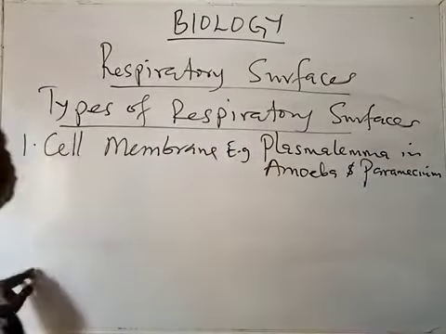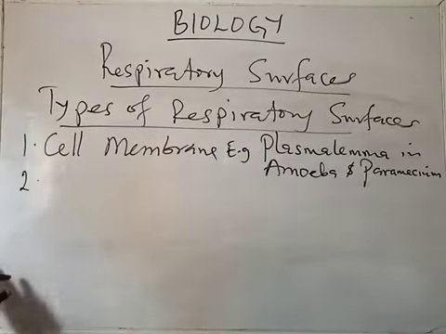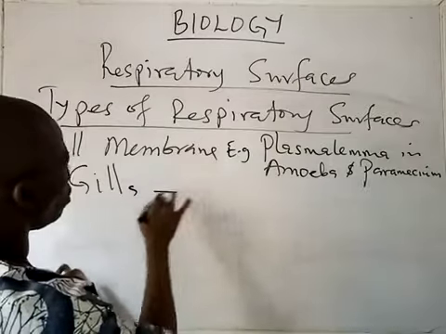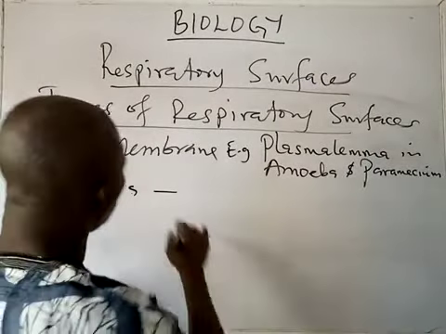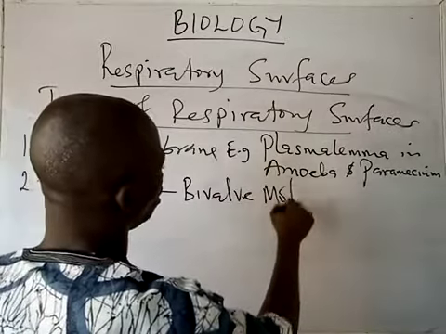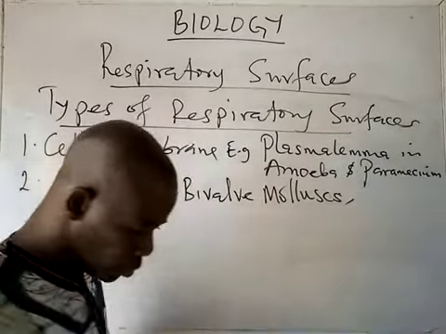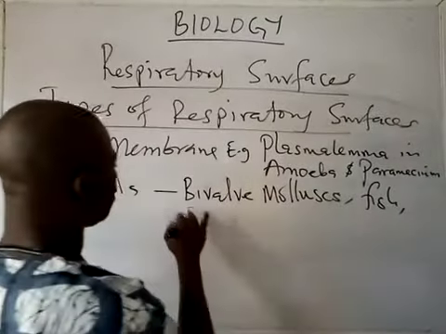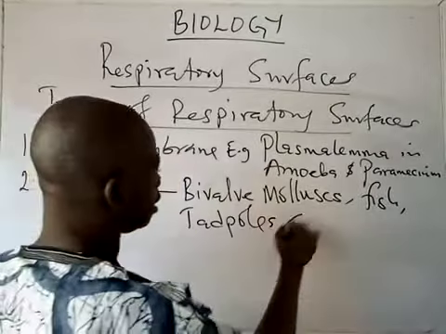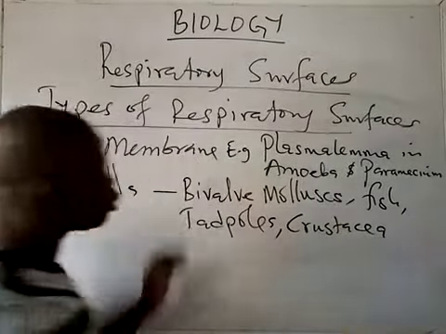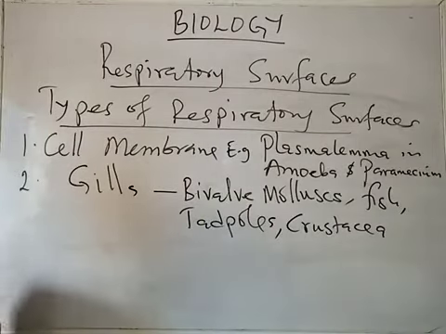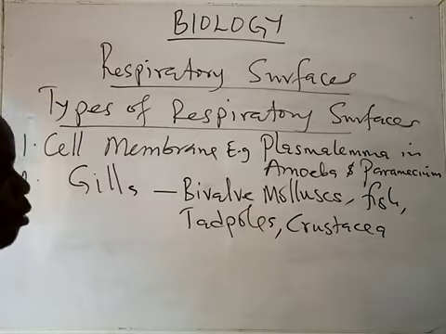The second type of respiratory surface is the gills. The gills are used for gaseous exchange in bivalve mollusks, in fish, in tadpole, and the crustacea. This group of organisms use gills for gaseous exchange. They use it to obtain oxygen for aerobic respiration.